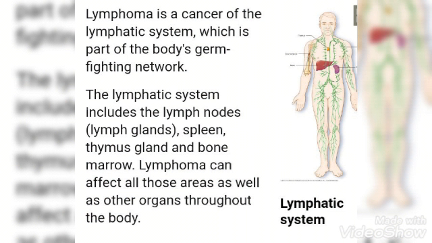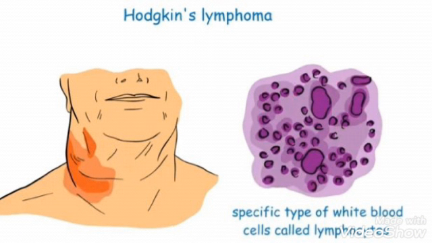Lymphocytes are a type of white blood cells, and lymphoma is the cancer of these lymphocytes, the germ fighting cells in our body. Lymphoma is subcategorized into two types, Hodgkin's lymphoma and non-Hodgkin's lymphoma. Hodgkin's lymphoma is the most common type of lymphoma.